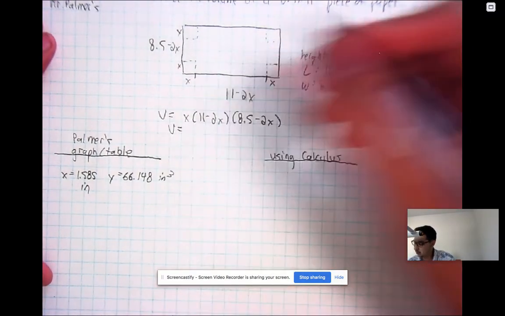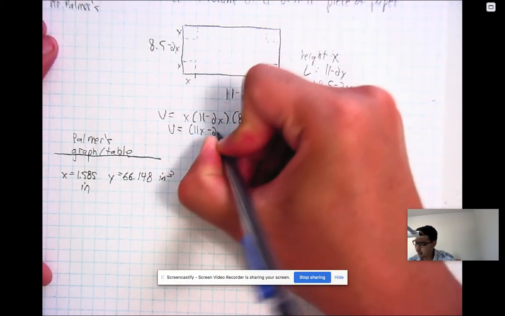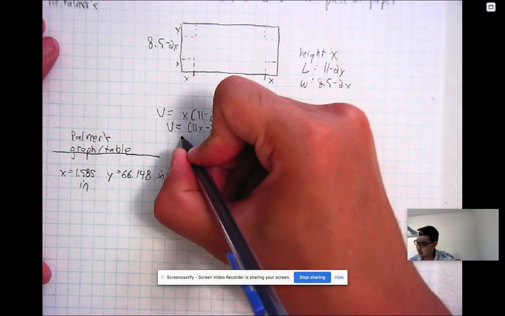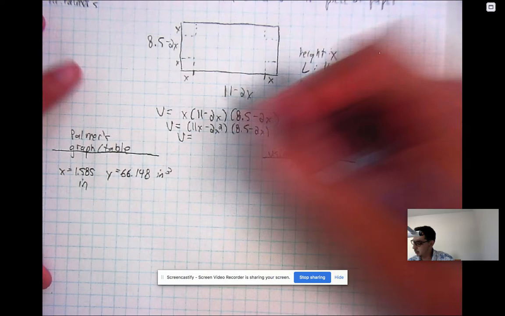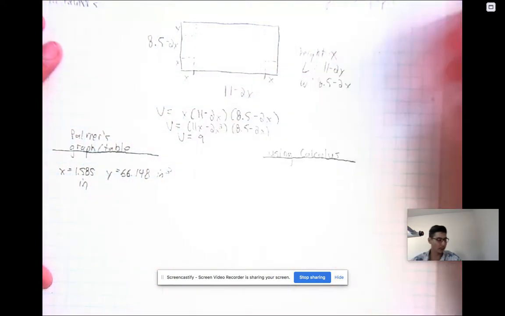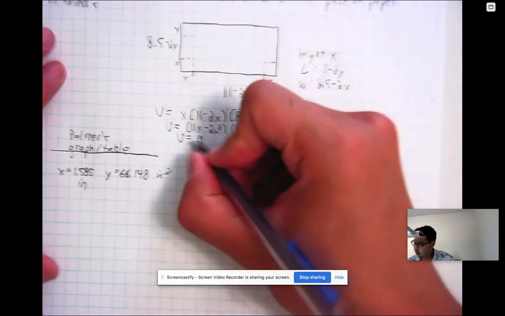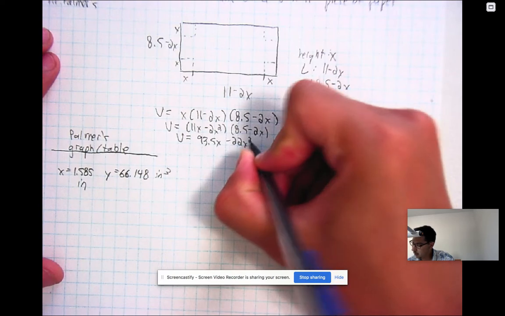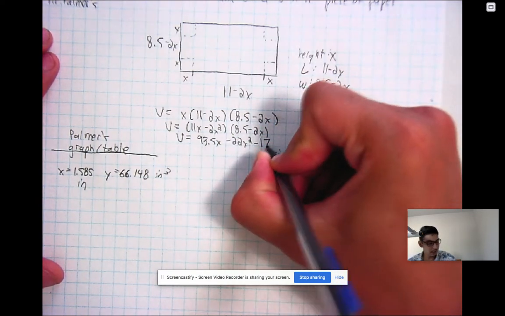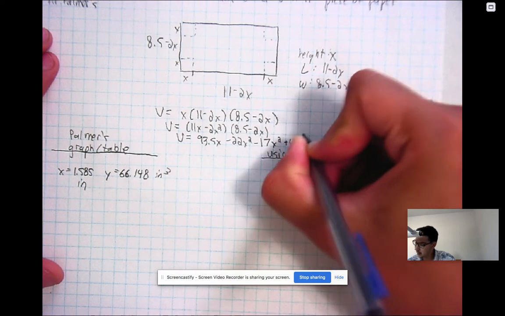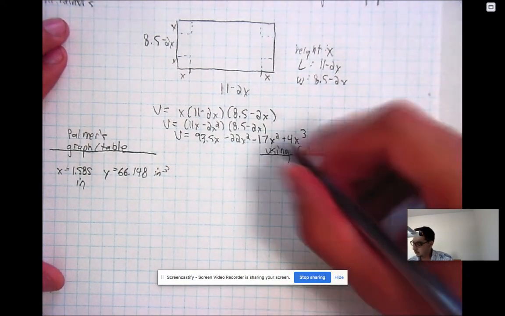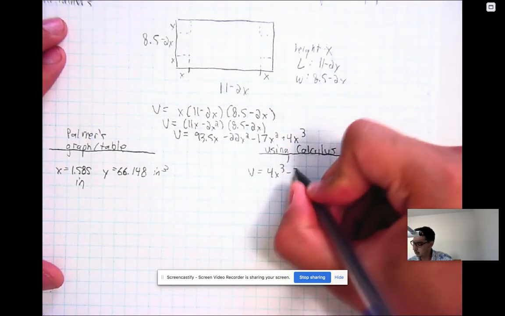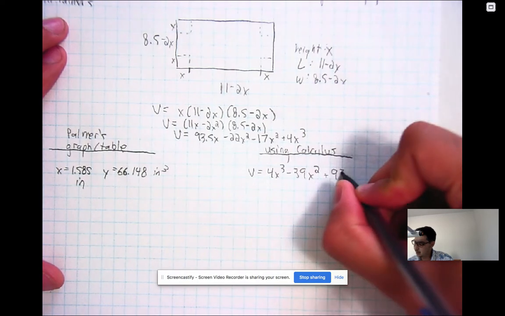If I multiply this out, you would have 11 minus 2x times 8.5 minus 2x, times x. And if you multiply that out, our volume equation would be 93.5x minus 22x squared minus 17x squared plus 4x to the third. So I'll rewrite it with the highest power first, where I'm going to combine those two and put negative 39x squared. So that's our volume equation.